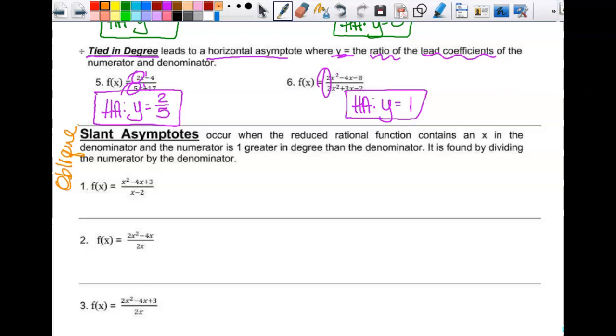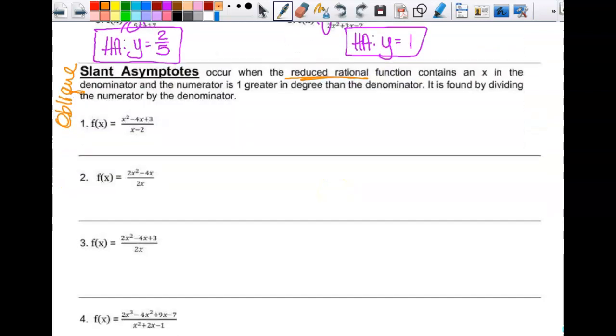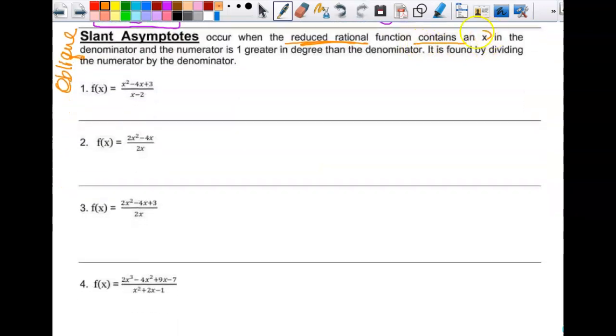It's not a coincidence. All right, so slant asymptotes occur when the reduced rational, so you have to reduce it, which means you have to look for point discontinuities first, contains an x in the denominator. The numerator is just 1 greater in degree. So remember, when it's top heavy, there's not a horizontal asymptote. But if it's top heavy by just 1 more, then we would have a slant asymptote. If it's top heavy by 2 more, that's when you have the parabolic and so forth, and we're not going to get into that. It's found by dividing the numerator by the denominator.